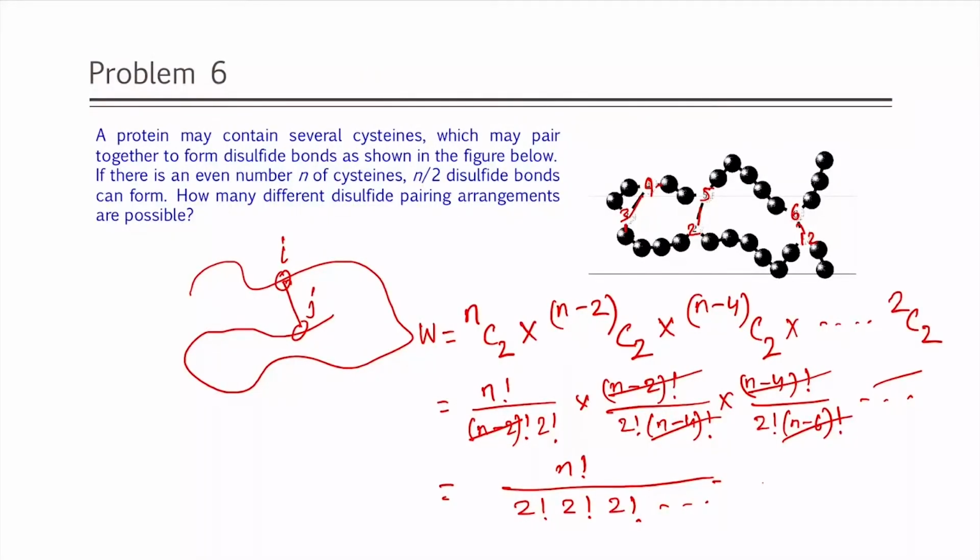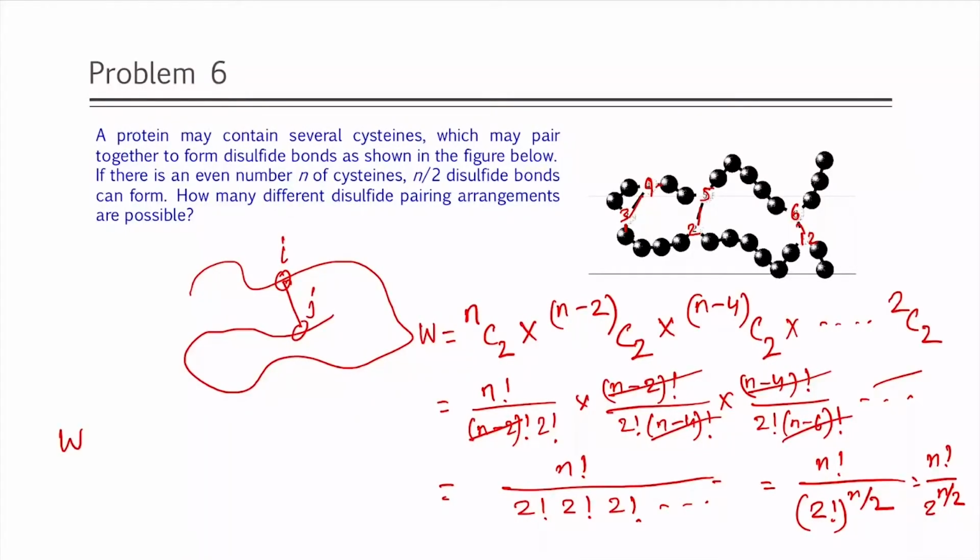So, how many terms will be there? As you can see, we are going to make n by 2 pairings. So, there will be n by 2 terms. Therefore, n factorial by 2 factorial to the power n by 2, which is n factorial by 2 to the power n by 2. So, these many bonds will form, but these all bonds are unique ones right now.